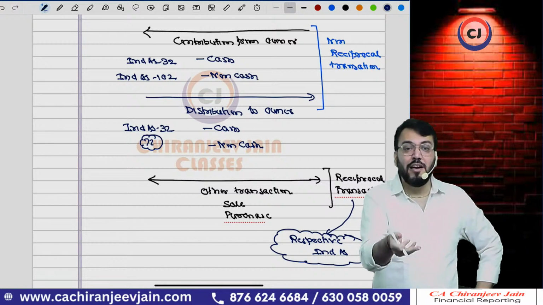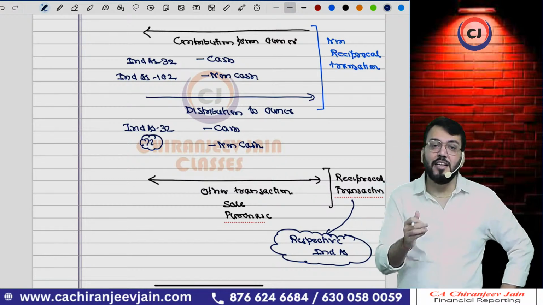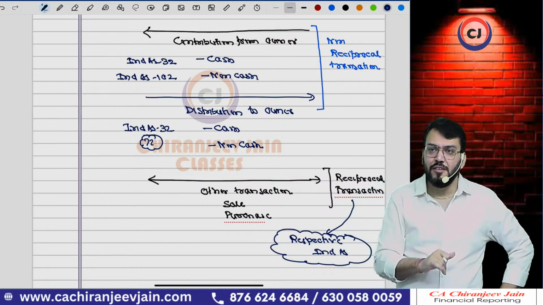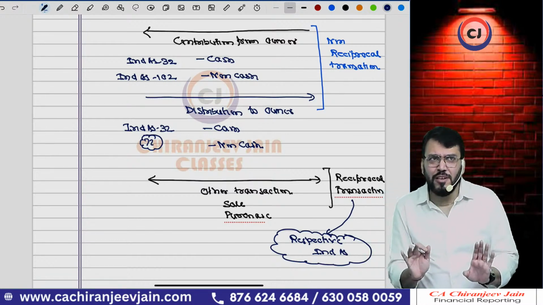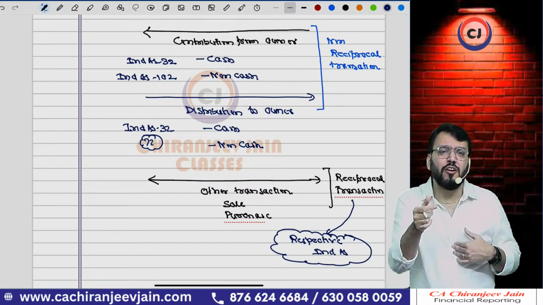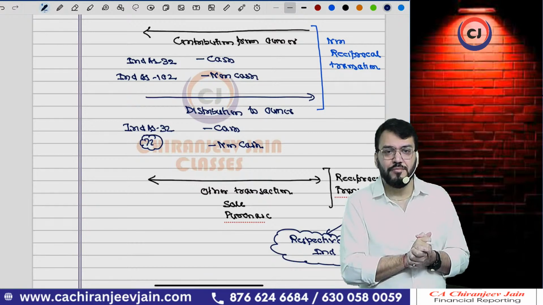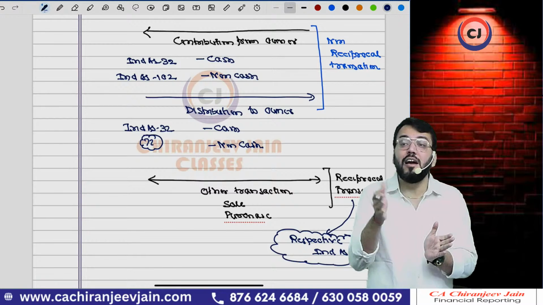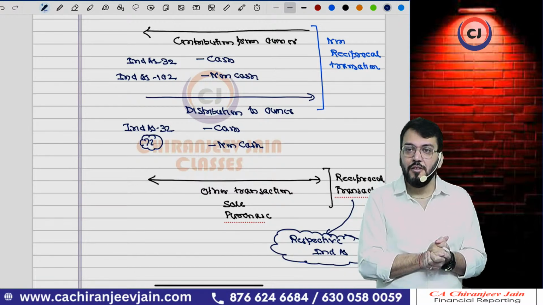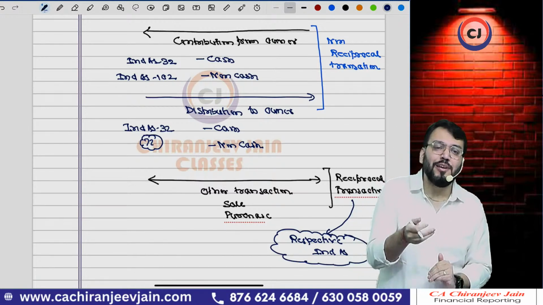And therefore what was required? Interpretation. And that became Appendix A to Ind AS 10. Of course, from my point of view, it should not be a part of Ind AS 10 because Ind AS 10 does not deal with dividend. It deals with events occurring after the balance sheet date. So from my point of view, it should not be added to Ind AS 10.